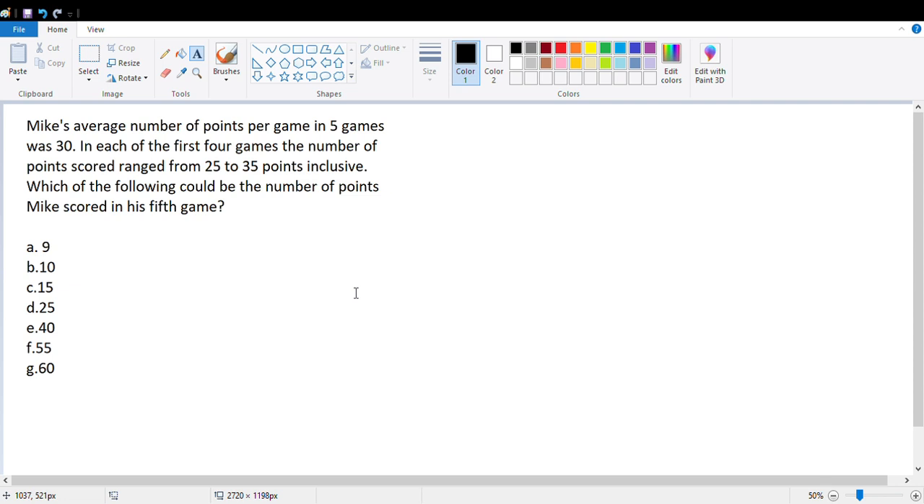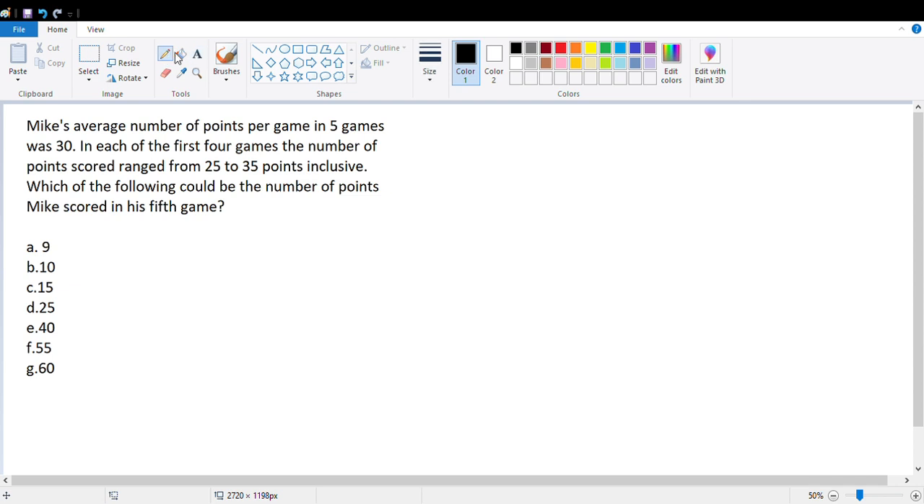We have a question that says Mike's average number of points per game in 5 games was 30. He had 5 games, an average of 30 points. In each of the first 4 games, the number of points scored ranged from 25 to 35 points inclusive. By inclusive, we mean that we do count the endpoints, 25 and 35. Which of the following could be the number of points Mike scored in his 5th game?